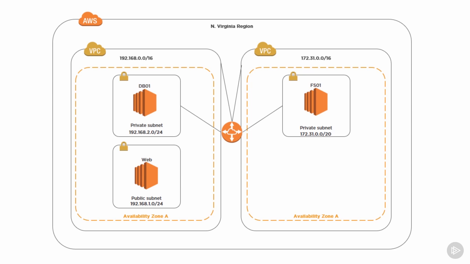Now again, for the purposes of this demonstration, we already have a web server and we already have a database server in our current environment, which is the WBC VPC. In the new VPC, I've created an FSO1 server in the subnet here so that we can test communication between the two and verify that it actually works. Let's go ahead and jump into the management console and I can show you how this is configured.